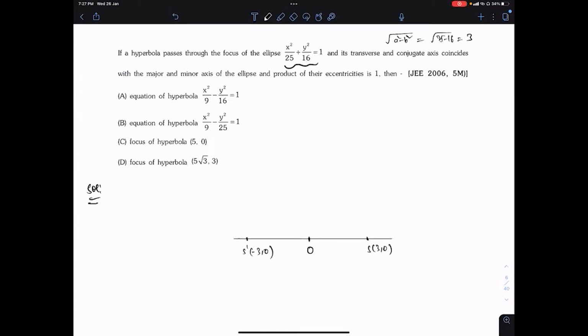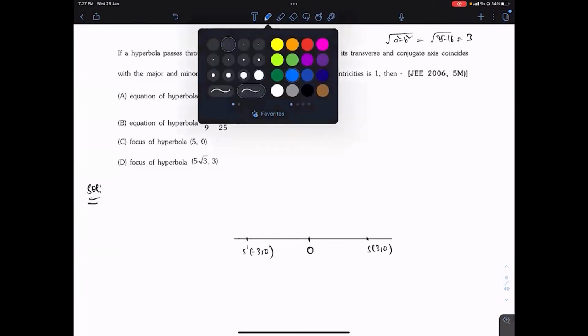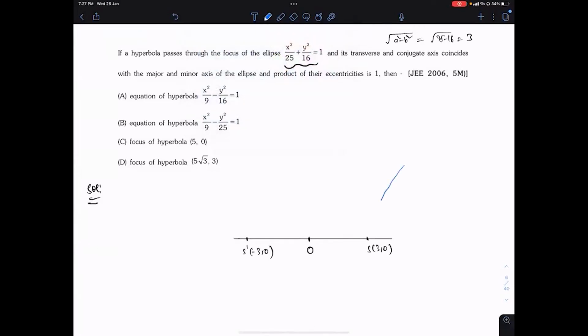Now what they are saying, a hyperbola passes through these foci. So the hyperbola will look something like this. Its transverse and conjugate axes coincide with the major and minor axes. Yes, you can say that. Next, they are asking the equation of the hyperbola first. And also the product of eccentricities is 1, they are saying.